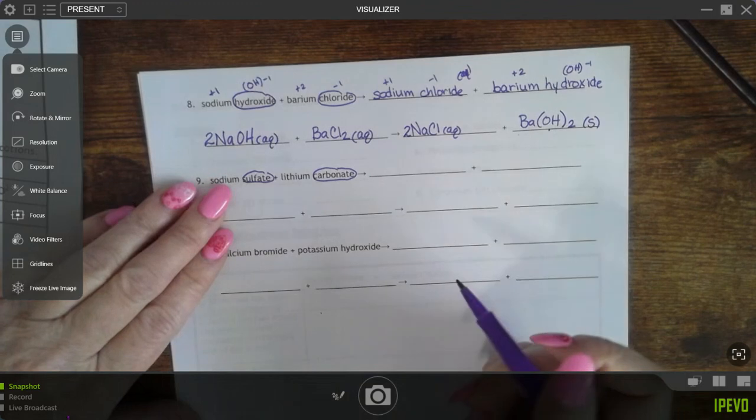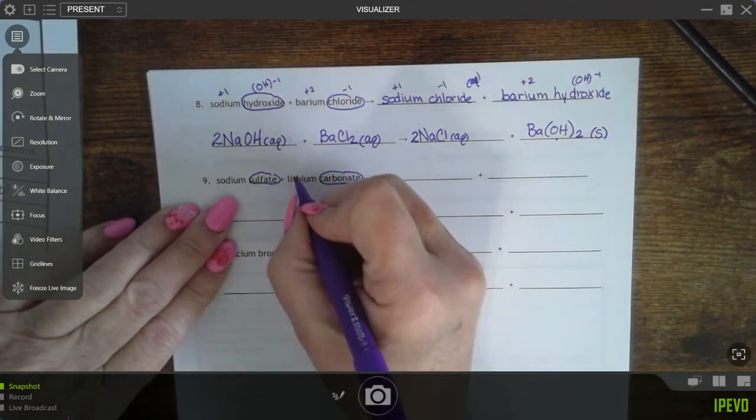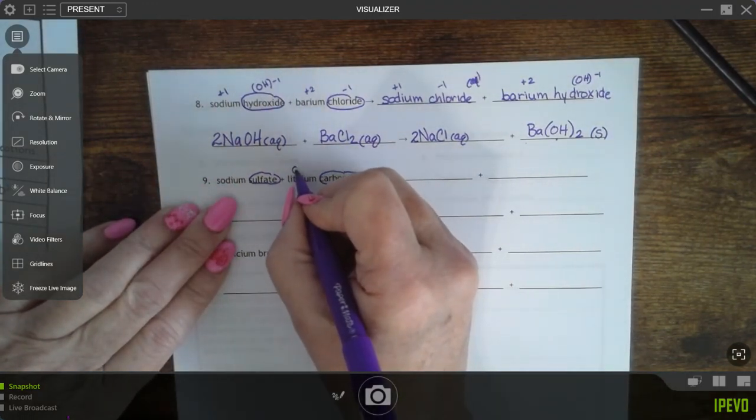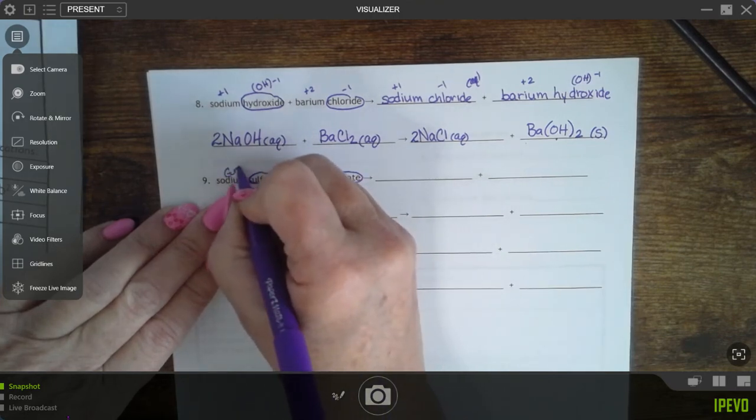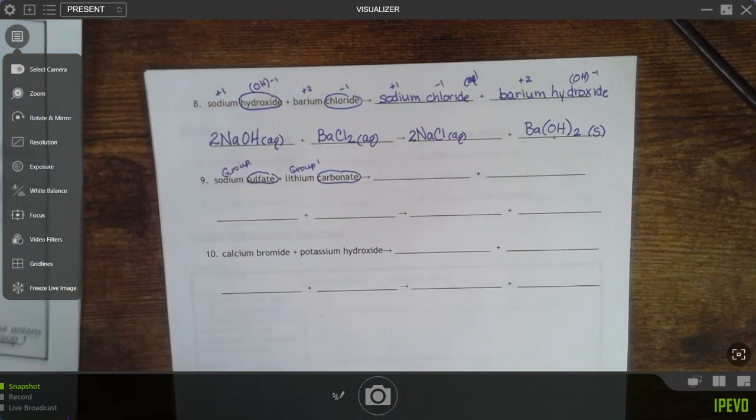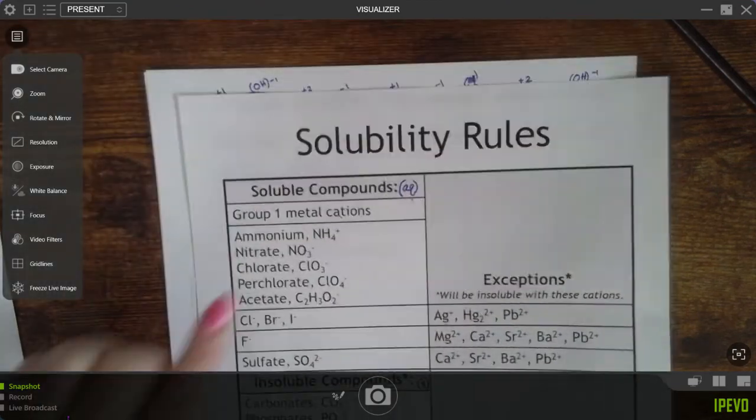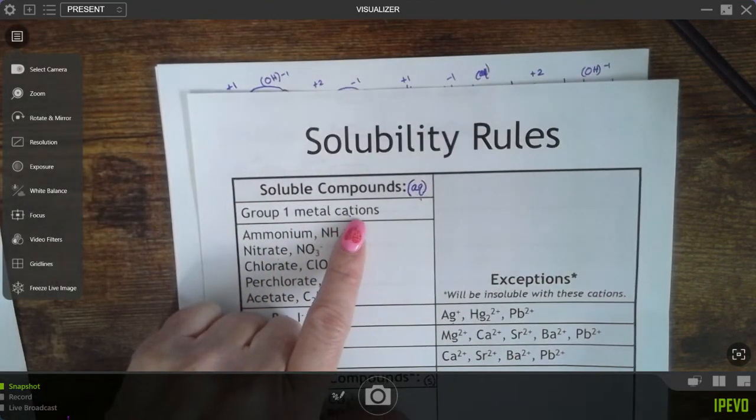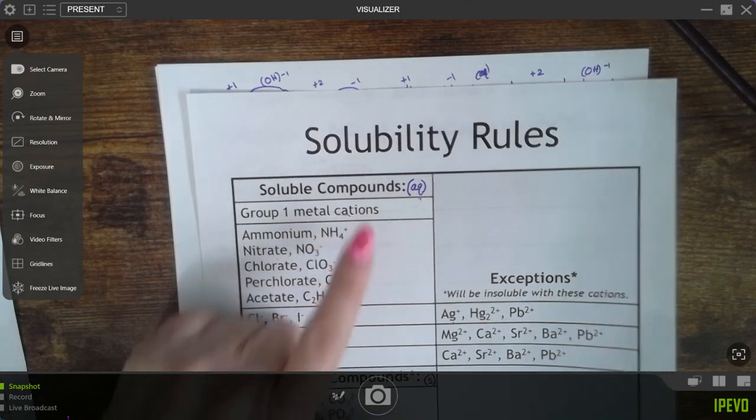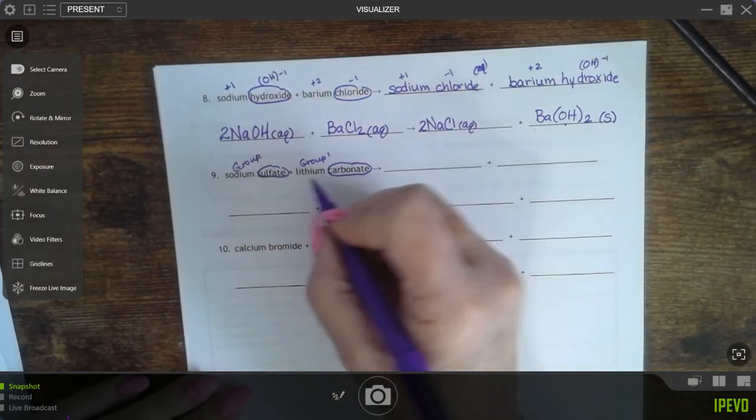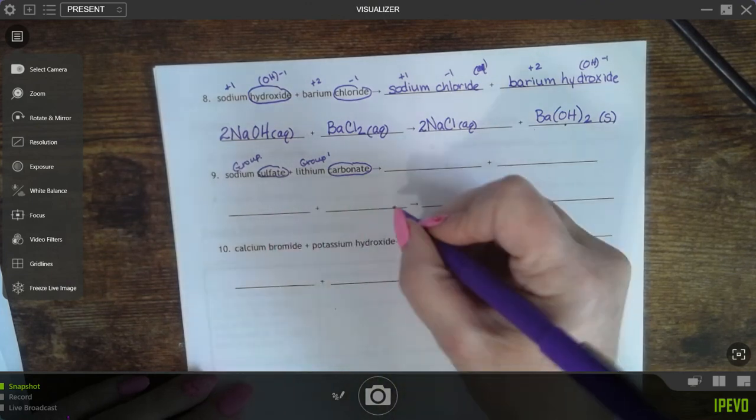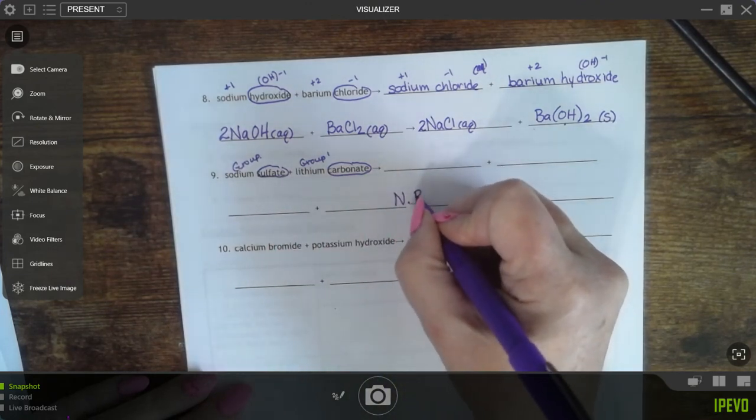So let's see. Notice something. Lithium is a group 1 metal. Sodium is a group 1 metal. Okay, there's a clue. Group 1 metals are always aqueous. All right, which means that no matter how we rearrange this, our metals are group 1. So this is a NR, no reaction.